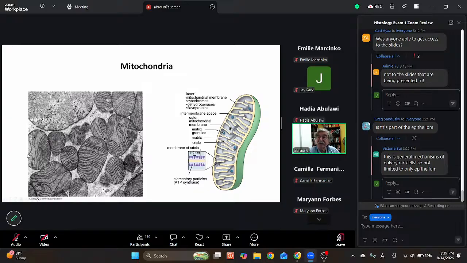See shelf, shelf, shelf, shelf, shelf, often. It doesn't have to be a shelf-like fold. It could be more tubular in some mitochondria, actually, but often it has a shelf-like appearance. And there's a space between the outer membrane and the inner membrane of a mitochondria, the intermembrane space.